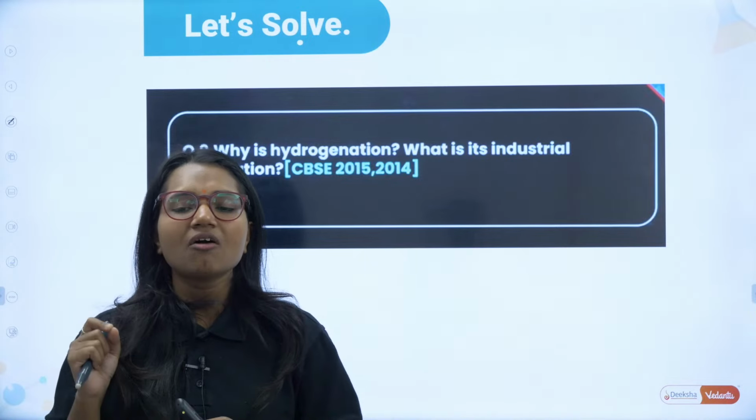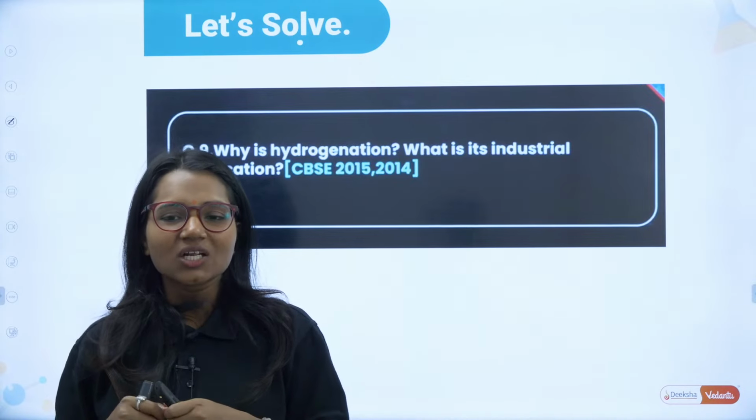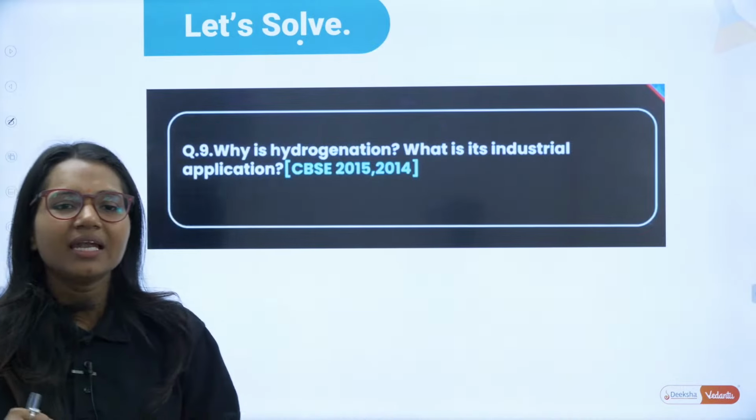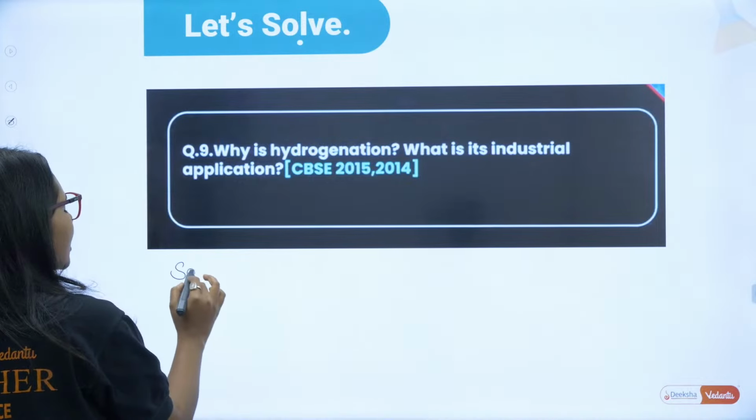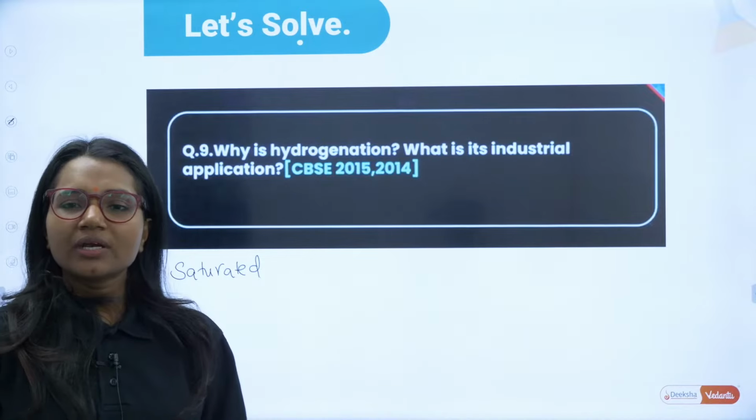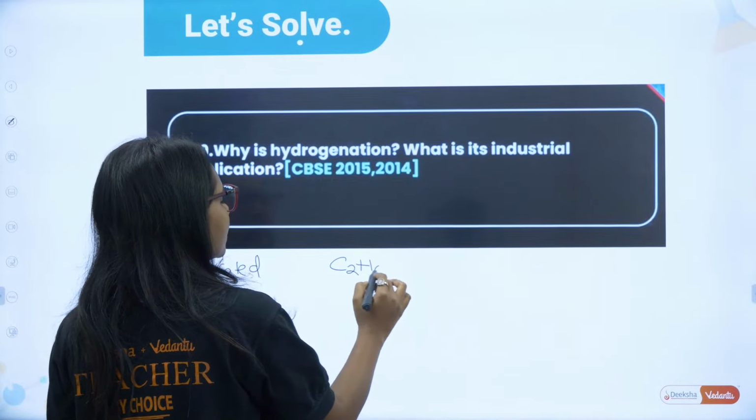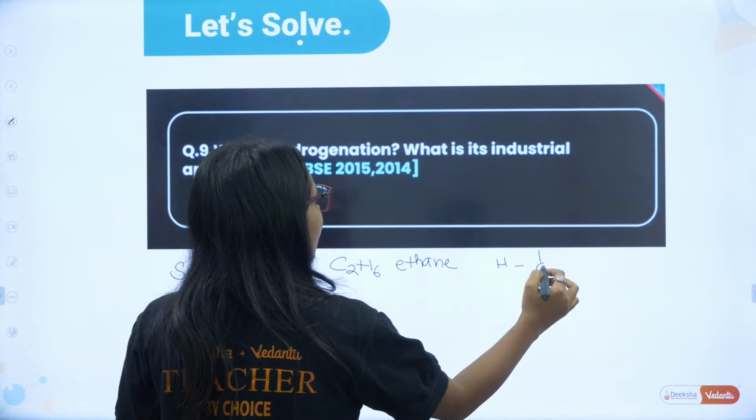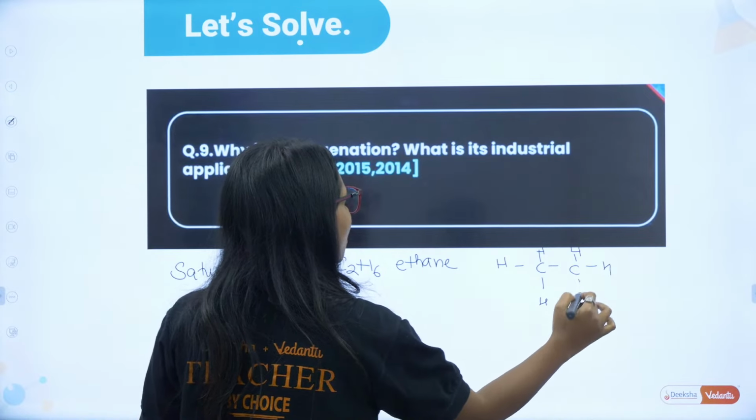So what is the meaning of hydrogenation? Can any of you tell me in the comment box what hydrogenation is? What is the industrial use of hydrogenation? Let me tell you. You know that there are two types of compounds. Saturated, correct? Can you give me an example of saturated hydrocarbons? For example, C2H6, ethane. What is the meaning of saturation? It means that you cannot add more hydrogen here. The maximum number of hydrogen is already added.